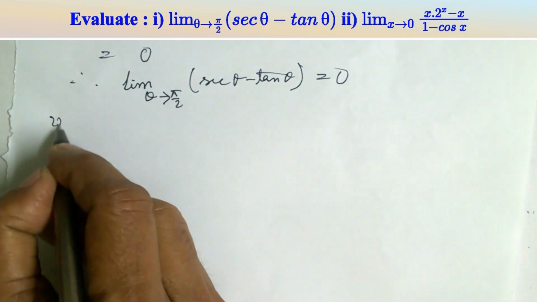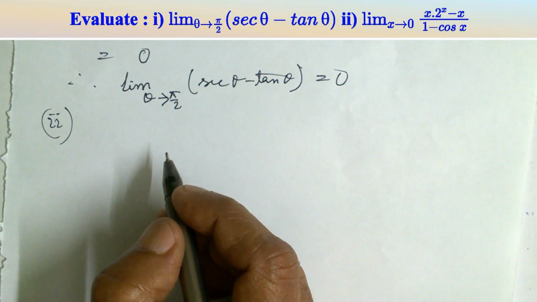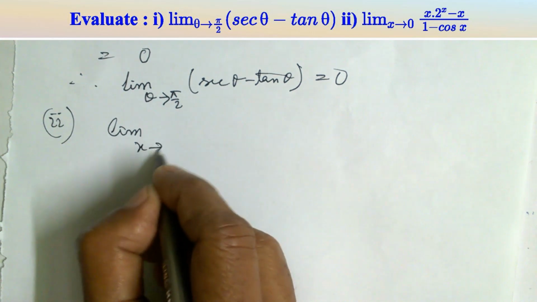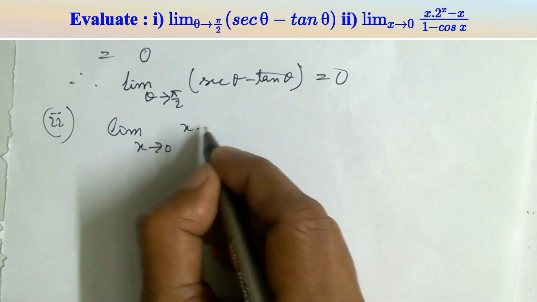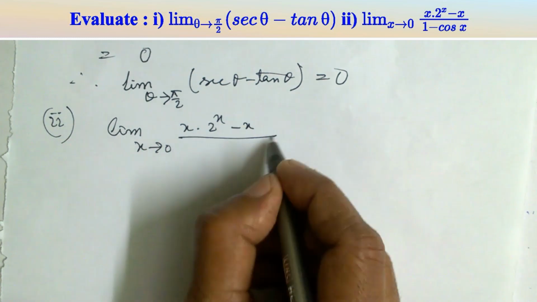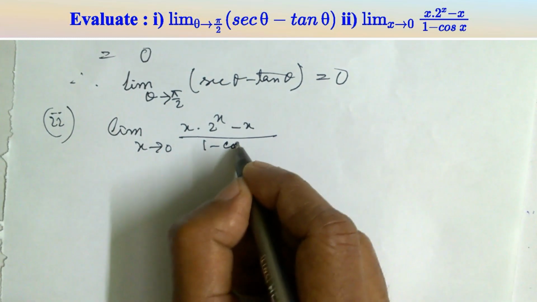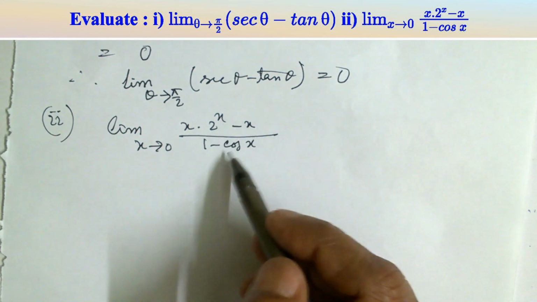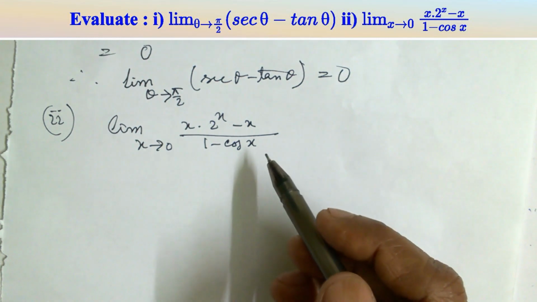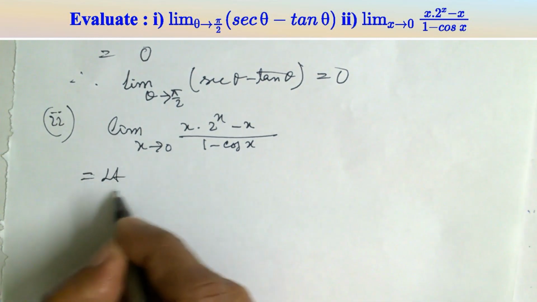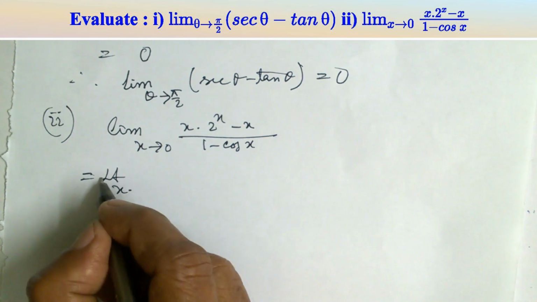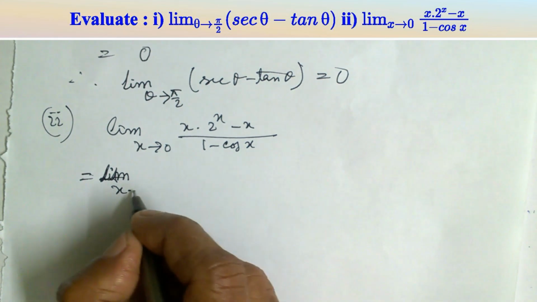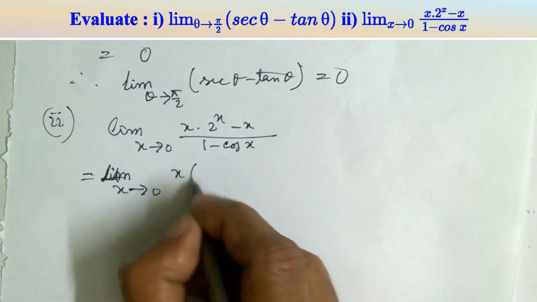Next question, question number 2. First write the question: limit x tends to 0 of x into 2 to the power x minus x, divided by 1 minus cos x. See here also, if we put x is equal to 0, it is 0 by 0 form, cos 0 is 1. So first simplify this. X take out common.